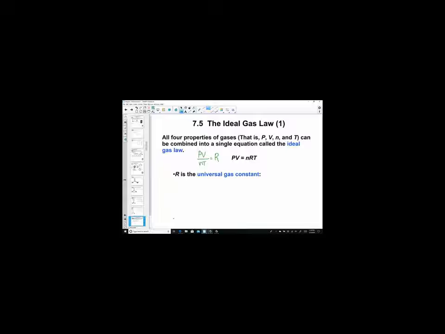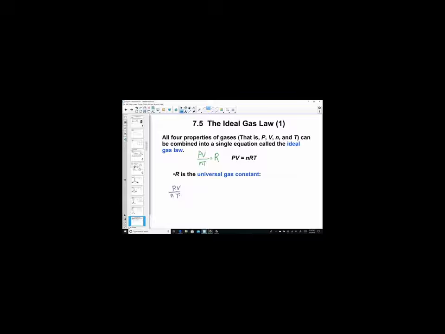When all four properties of a gas are invited into the same equation, we come up with the ideal gas law. Now, here's what we said. Here's Boyle's law: P times V equals P times V. Charles' law, V over T. Avogadro's law, V over N. These are all relationships that hold true.